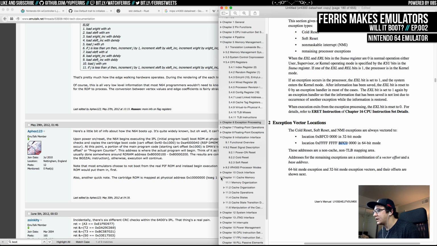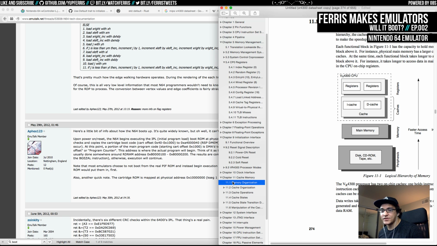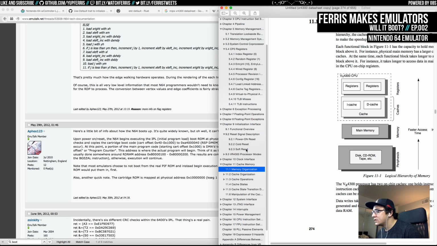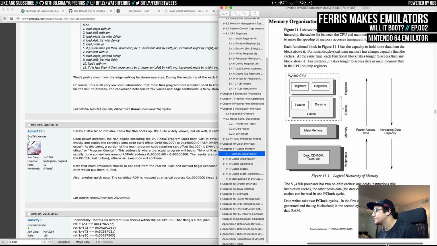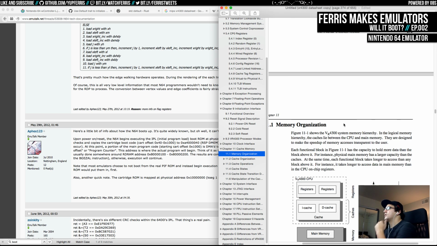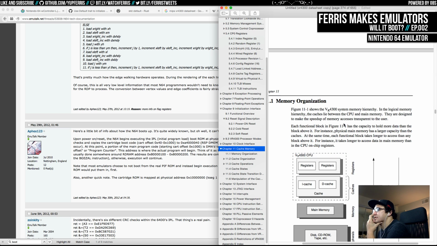So I see a cache memory. There's a memory organization, so that's probably what you're referring to. Yeah. Let's see if there's anything before this. No, that's something else.